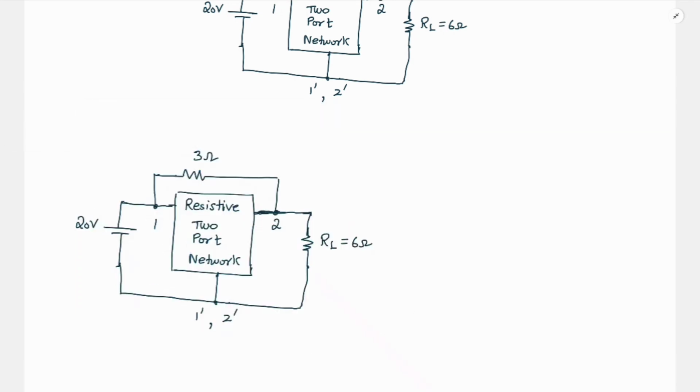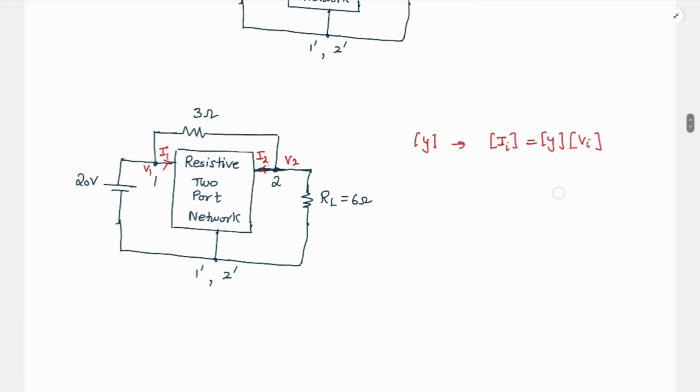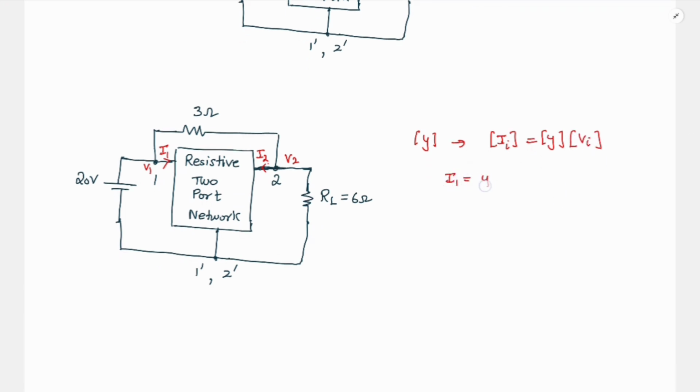First, for this two-port network, I will define my V1 and V2, and this is going to be my I1 and this will be my I2, and the Y admittance parameter is given. How will I relate V1, I1, I2, V2? The admittance parameters relate the input and output currents to the input and output voltages in matrix form. So I get I1 = Y11 V1 + Y12 V2, and I2 = Y21 V1 + Y22 V2.